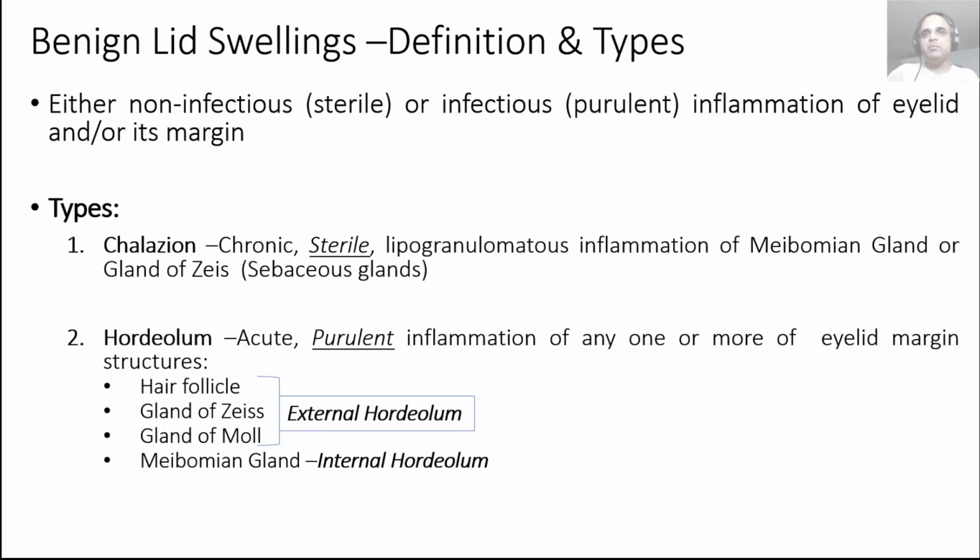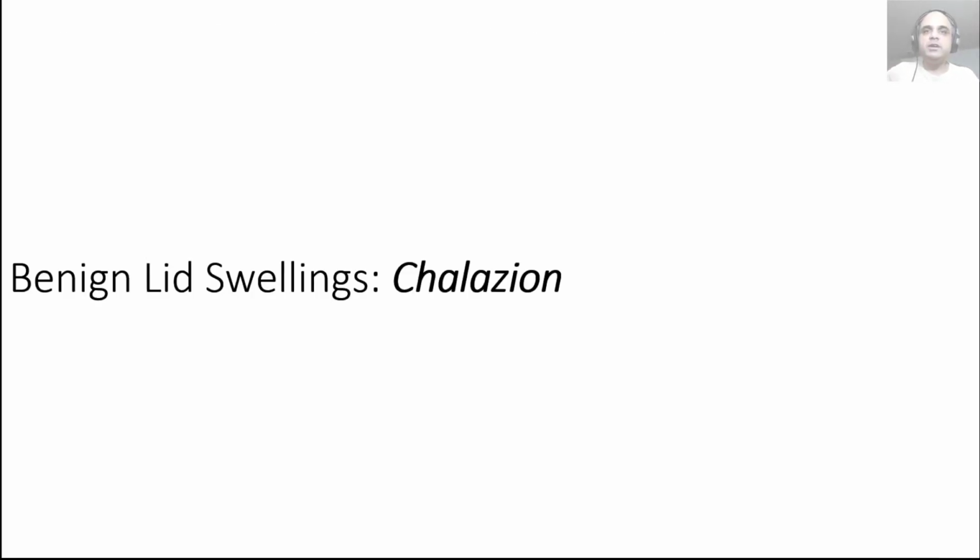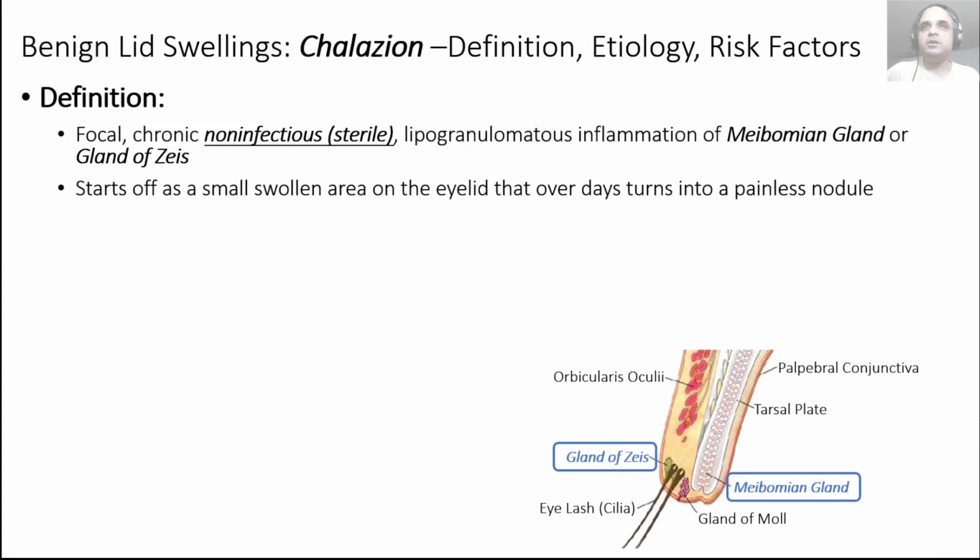If it's the hair follicle, gland of Zeiss, or a gland of Moll, it's called an external hordeolum. If it's the meibomian gland that's involved, it's then called an internal hordeolum. We'll start off our discussion by talking about the chalazion. A chalazion is a focal, chronic, non-infectious, i.e. sterile, lipogranulomatous inflammation of the meibomian gland or gland of Zeiss.